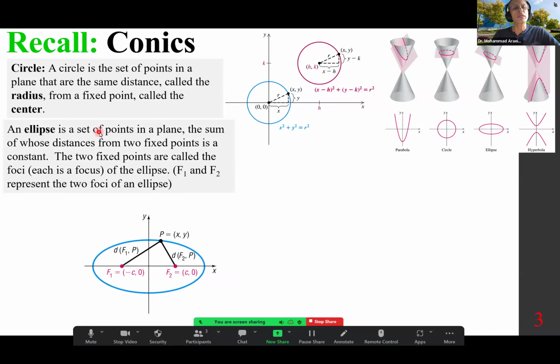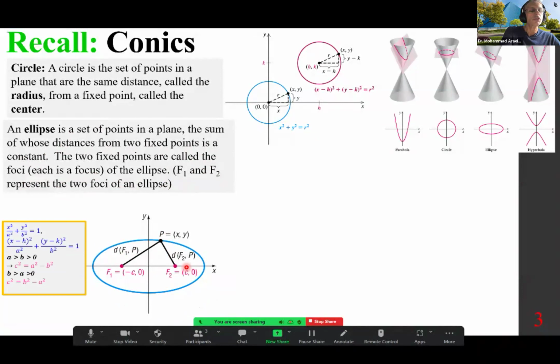An ellipse is a set of points in a plane, the sum of whose distances from two fixed points is a constant. The two fixed points are called the foci. Each is a focus of the ellipse. F1 and F2 represent the two foci. Here's F1, here's F2. PF1 plus PF2 is fixed and it's equal to 2a. The formula is x squared over a squared plus y squared over b squared equals 1. If it's centered at h and k, x minus h quantity squared over a squared plus y minus k quantity squared over b squared equals 1.